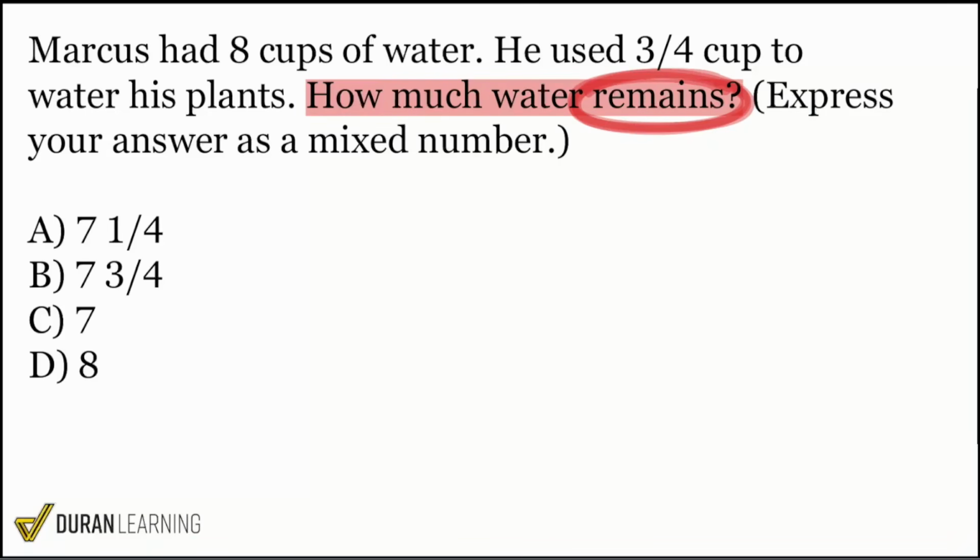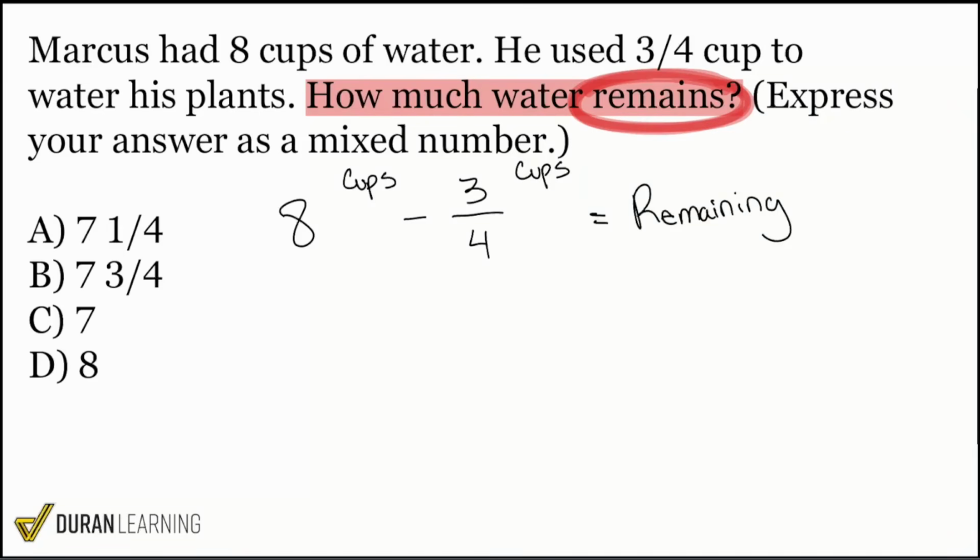I'm not asking you if you're confident right now. I'm asking you if this part makes sense. Here's how much water we started with, 8 cups. And we want to subtract 3/4 of a cup because that's what we used. And that'll get us the remaining amount of water. Does the general idea here make sense, everybody? We take how much water we had in the beginning, we subtract how much water we used, and we'll get how much water is left.